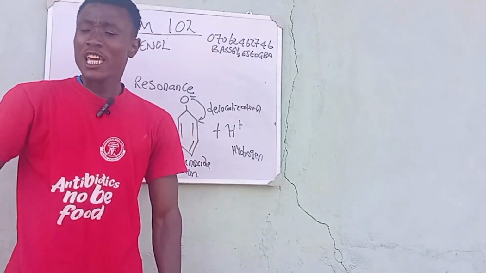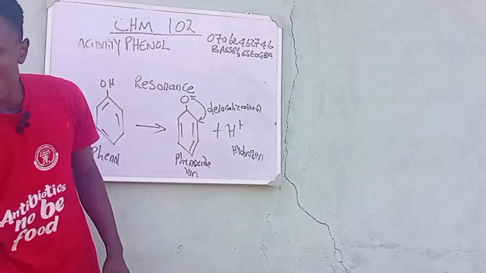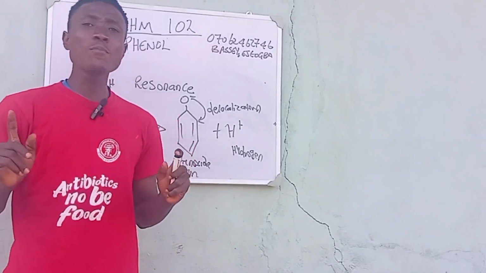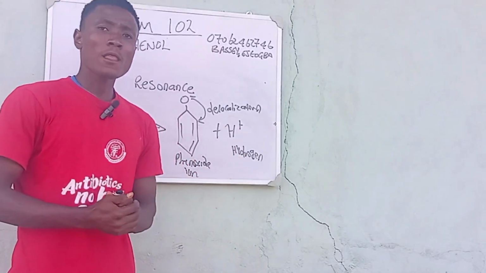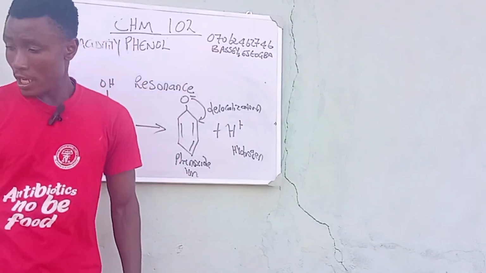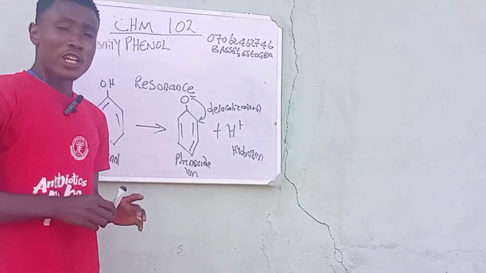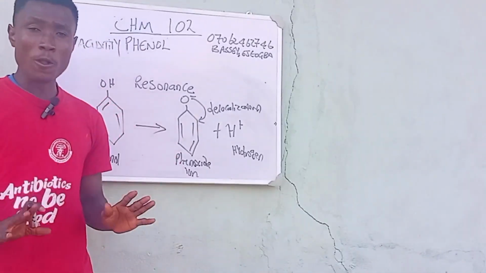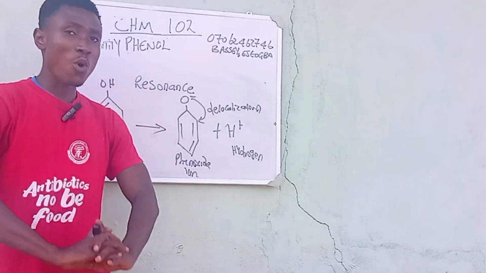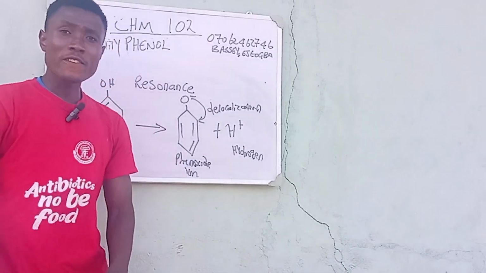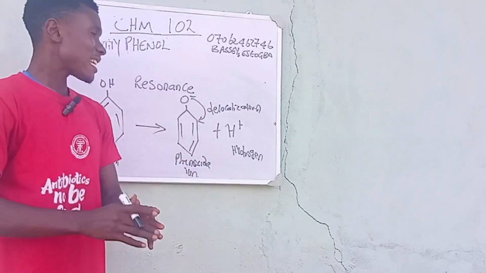And in conclusion, it is very, very important that you note that phenol is more acidic than alcohol. Sorry, yes, phenol is more acidic than alcohol. That is what I have here. Phenol is more acidic than alcohol. It is very, very important that you understand this. Phenol is very, very acidic, or it's more acidic than alcohol.